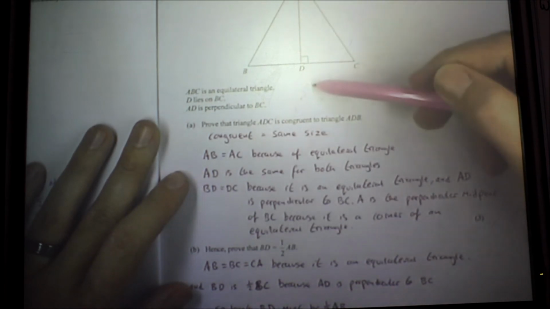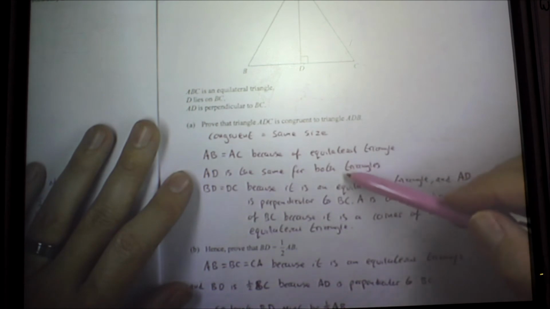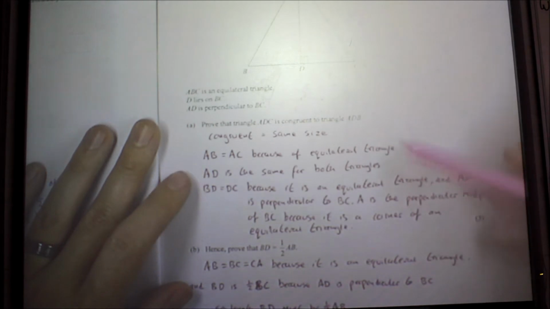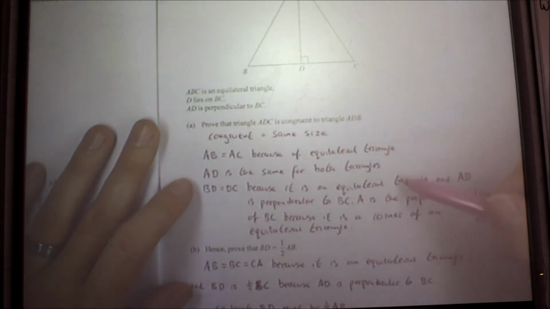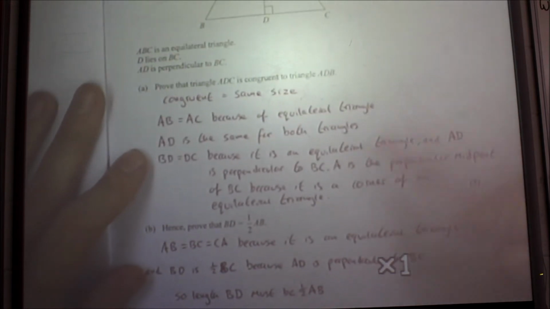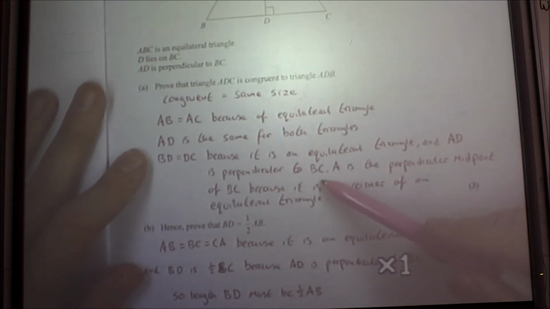Right, just start naming the obvious. They both share the line AD, because AD is the same for both triangles. AB equals AC, because we're told it's an equilateral triangle. So they're the same. So we just got to prove that BD equals DC. Well, BD does equal DC, because it's an equilateral triangle, and AD, we're told, is perpendicular to BC.